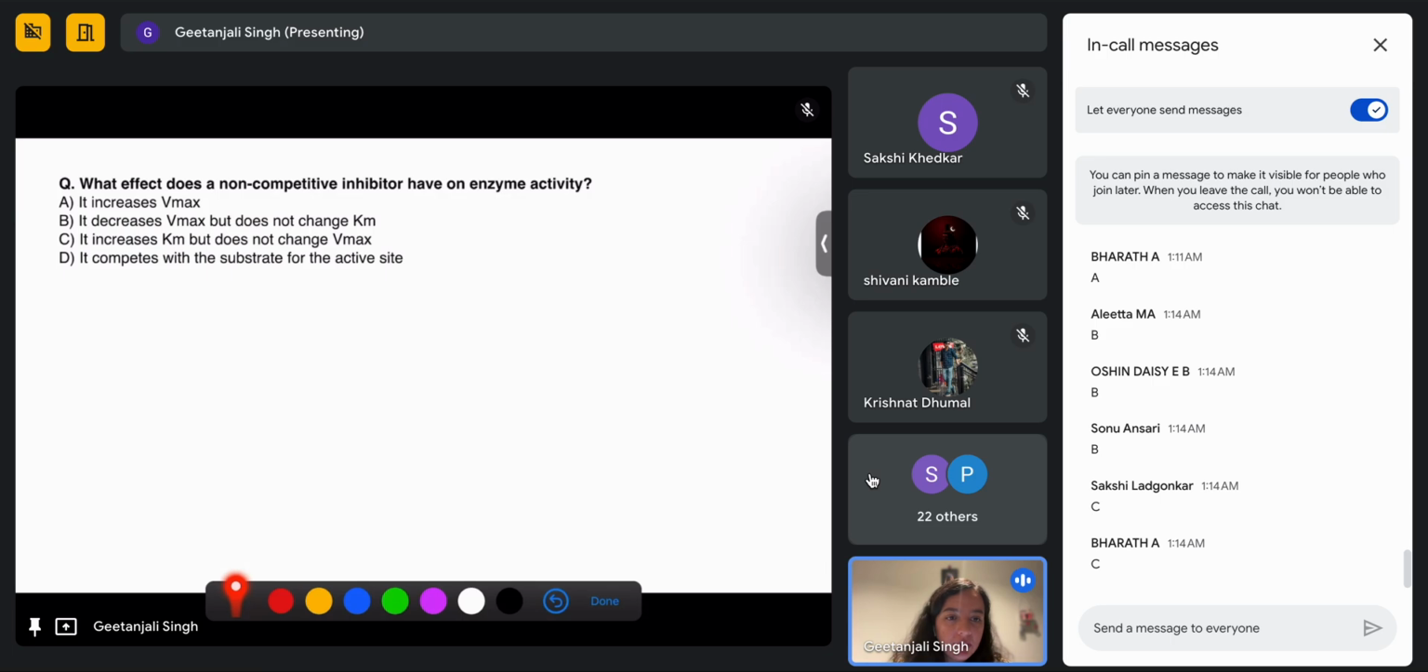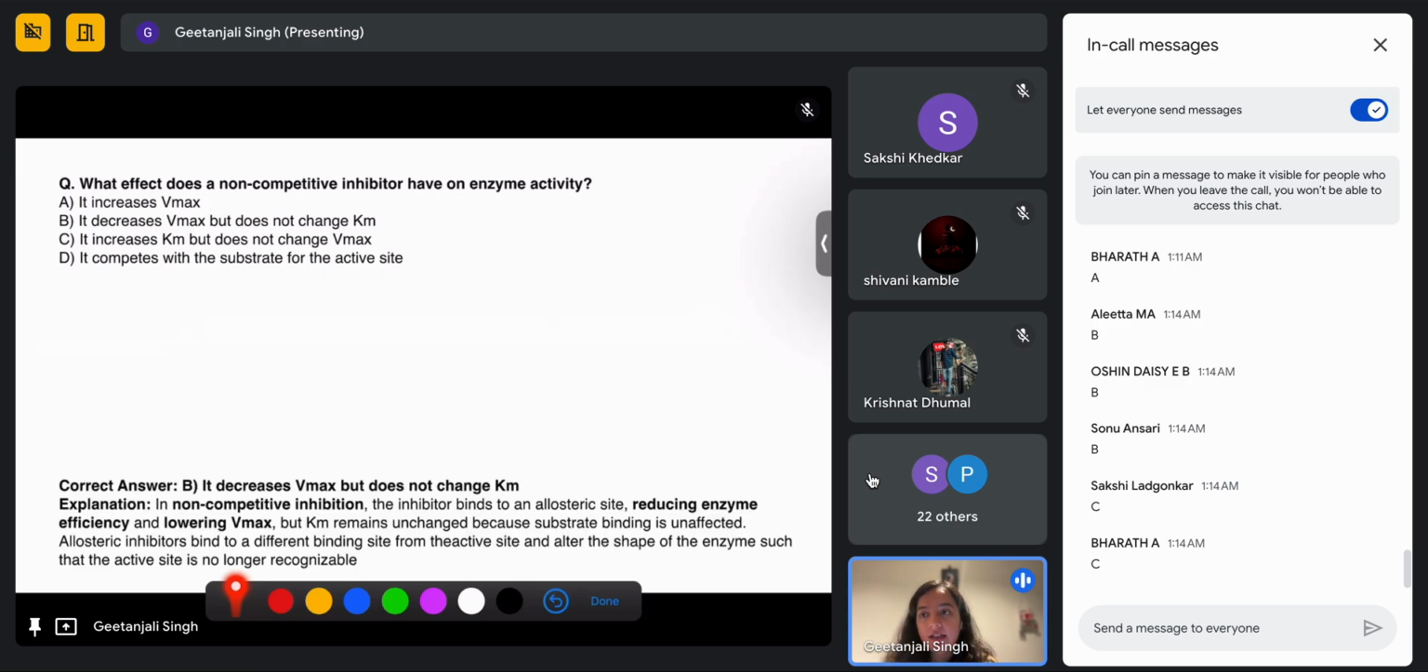I can see two options here, like people are going with B and C. Good. The correct answer is B. It decreases Vmax but does not change Km. In case of a non-competitive inhibitor, it can bind to both the enzyme alone as well as the enzyme-substrate complex. It does not bind to the active site on its own.